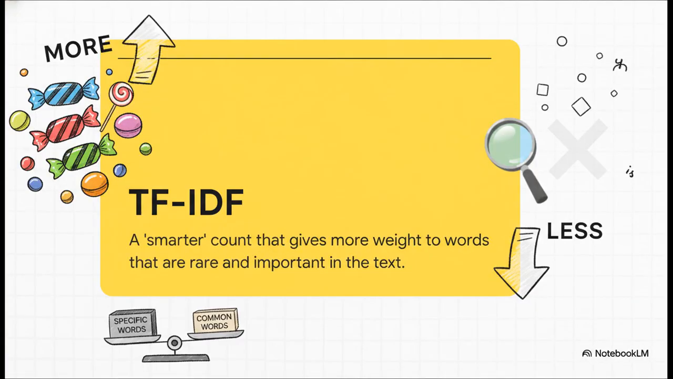So we can get a bit smarter with a method called TF-IDF. Now, this technique doesn't just count how often a word shows up in one review, it also looks at how common that word is across all the reviews. It gives more importance, or weight, to words that are rare and meaningful, like taffy, and way less weight to super common words like the, or is.